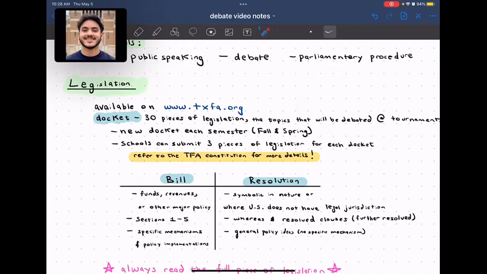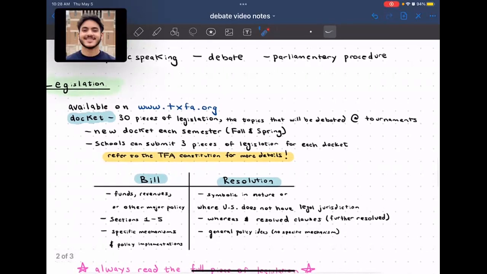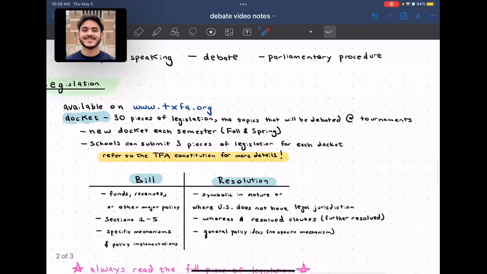So what is a docket? Well, a docket is about 30 pieces of legislation. And those are essentially the topics that you'll be debating throughout the semester at any one of these TFA tournaments that you're going to. Again, like I mentioned in the disclaimer at the top, if you're going to be going to a national circuit tournament or you're going to a UIL tournament, then your docket will not be the same.